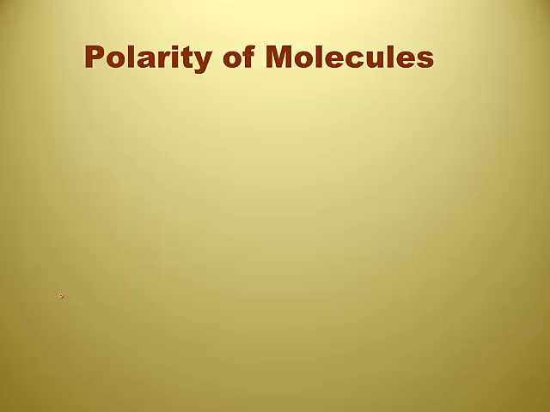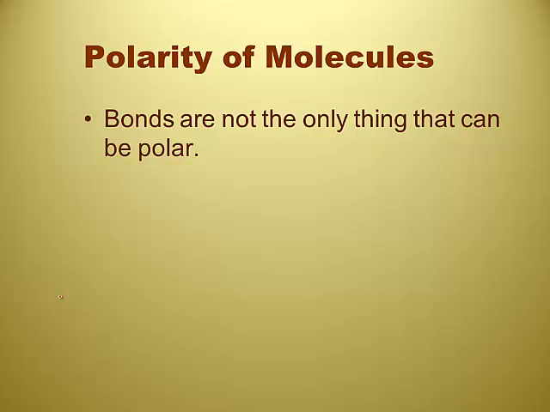All right. So we're going to talk about polarity today, right? Polarity of molecules. And we talked about polarity of bonds, right? Correct. Bonds can be polar if it's a polar covalent, and that's like 0.4 to 1.9. Anything below 0.4 is nonpolar. Anything above it is ionic.